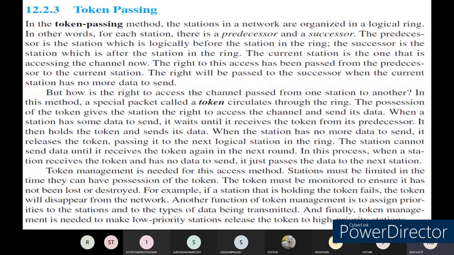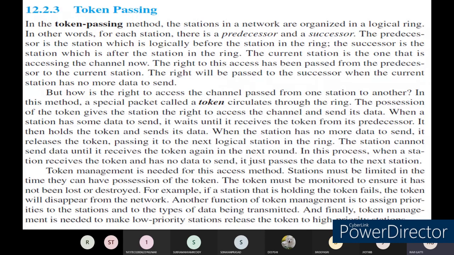That special packet will have some information. It will be requesting the channel to transmit the data over the ring, and it will contain who is the sender and who is the destination station that has to receive it. All this information will be embedded in a special packet called a token. The station which receives this token will see which is the sending station, what data wants to be transmitted, and which is the destination station where the data has to be routed. So it will check it.